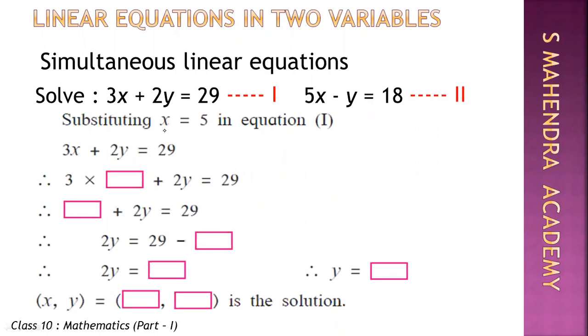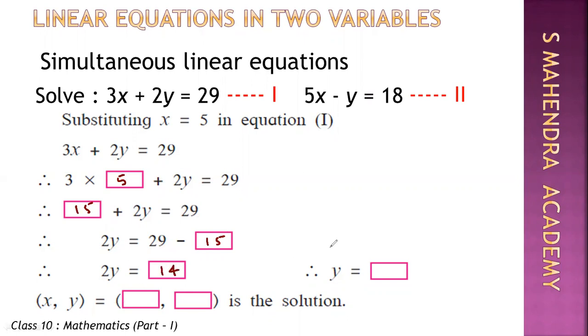As we have got the value of x as 5 from the last step, we will substitute this value of x equal to 5 in this equation. 3 into x, the value of x is 5, plus 2y is equal to 29. So 5 threes are 15, plus 2y is equal to 29. So 2y is equal to 29 minus 15, and 29 minus 15 is 14.